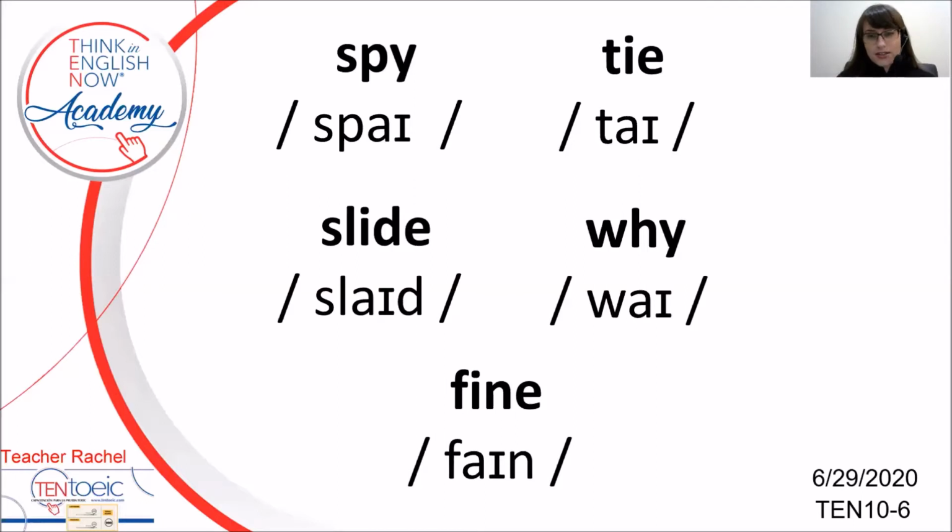Slide. Also a noun and a verb. So the noun is when, for example, at a park where children like to go play, there is a slide. So they climb up the steps and then they go down. That's a sliding board or a slide. And the action to go down, that's called slide. The children like to slide down the sliding board. So a noun and a verb.